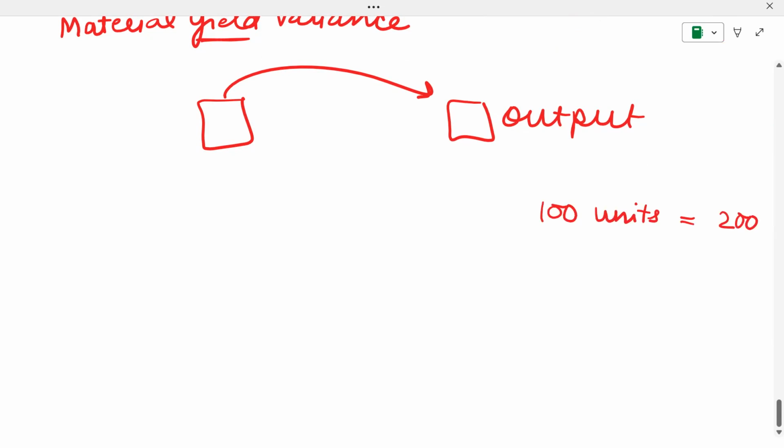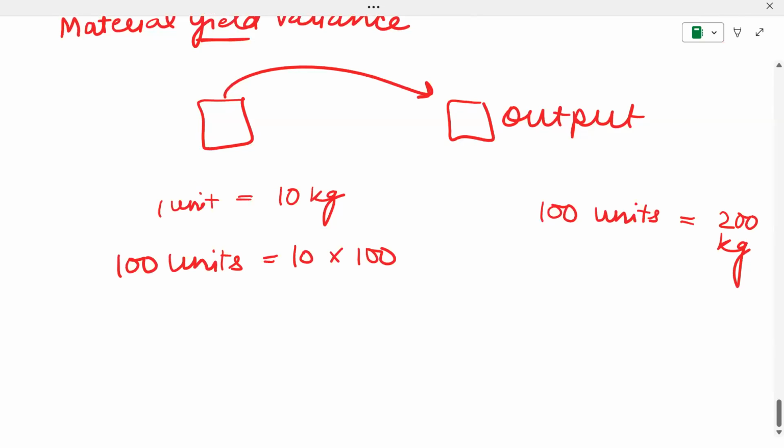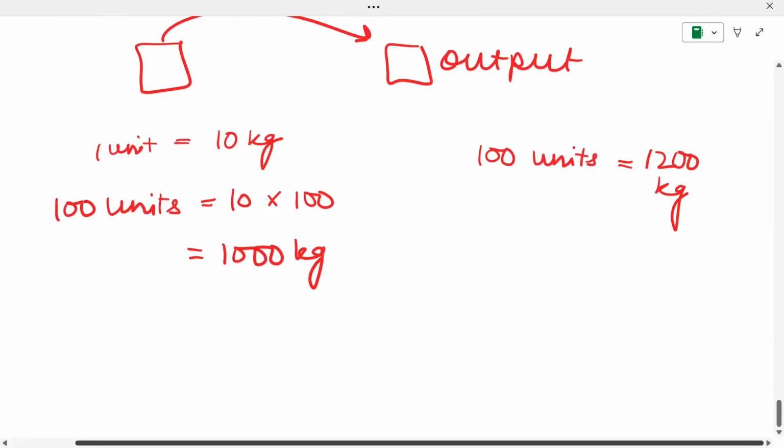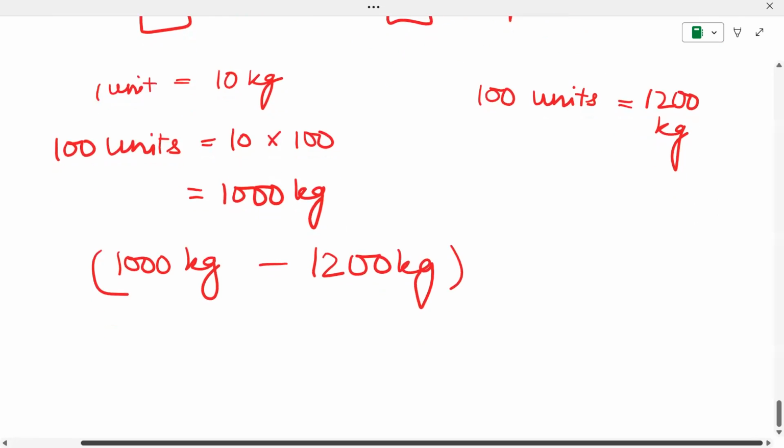So if I talk about a very simple calculation, let's suppose to produce 100 units, I have actually taken 200 kgs of raw material. According to the standards, one unit should take, let's suppose, 10 kg of raw material. So to produce 100 units, it should be taking 10 multiplied by 100, which should be 1000 kgs. Let's make this 1200 instead. So actually, the standard input that is allowed should be 1000 kgs because that's according to the standards. But I actually ended up using 1200 kgs. So it is very clear that this is going to be an adverse variance. And how much do you multiply this with? You multiply this with your standard cost of input.